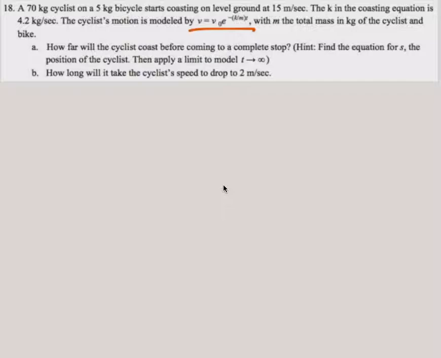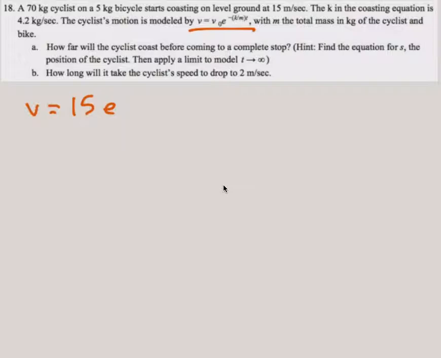First thing, specify v in a little more detail than we currently have it. So I have v, which is equal to v naught. V naught is the original speed, that's 15 meters per second, so it's going to be 15 times e, the base of the natural logarithm, to the negative k divided by m. K is given here as 4.2. M is the total mass, which is the cyclist's weight plus the weight of the bicycle. 70 plus 5, which is 75.